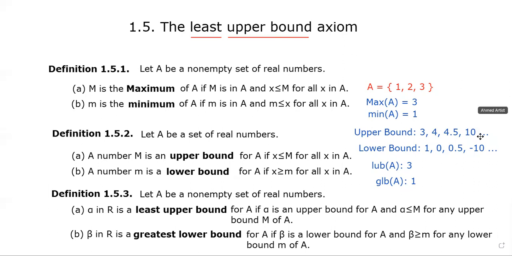Now we're going to understand what the least upper bound and the greatest lower bound are. From this example, the least upper bound is the lowest value of all the upper bounds that I have, which is 3 in this case. And the greatest lower bound is the greatest of the lower bounds that I have from those values.